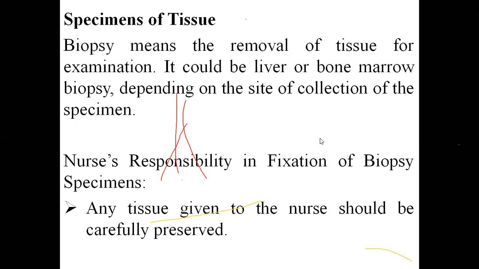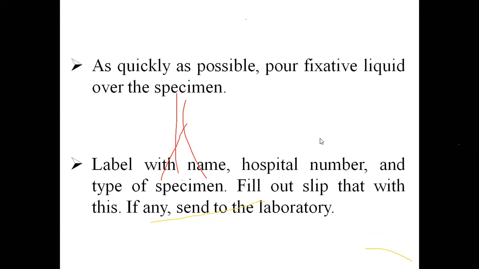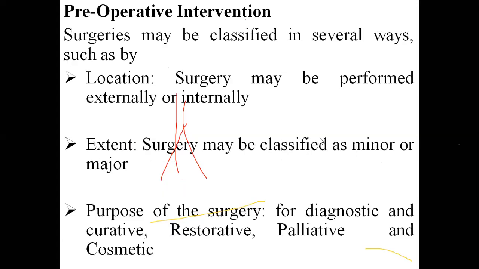Any tissue given to the nurse should be carefully preserved. When a biopsy is collected, it's usually kept in the designated sample bottle, which will then be transferred to the laboratory for investigation. As quickly as possible, pour fixative liquid over the specimen. Then you label the name of the patient, the hospital number, the type of specimen, that is, whether it is the liver biopsy or the bone marrow biopsy specimen. Then you fill out a slip that will follow the specimen to the lab and ensure that the specimen is delivered straight to the lab for further investigation.